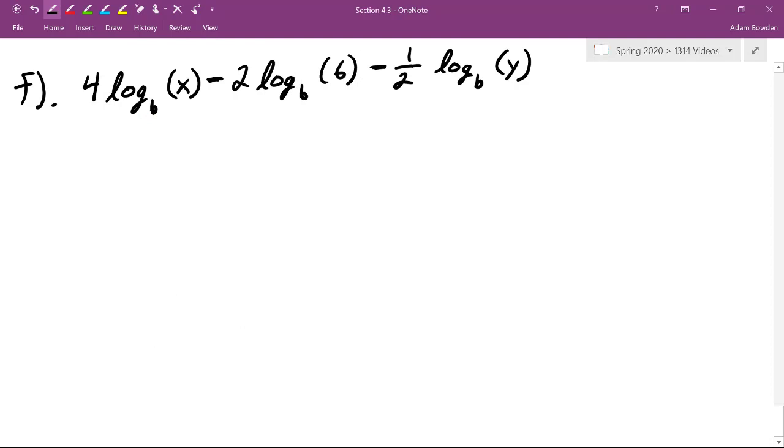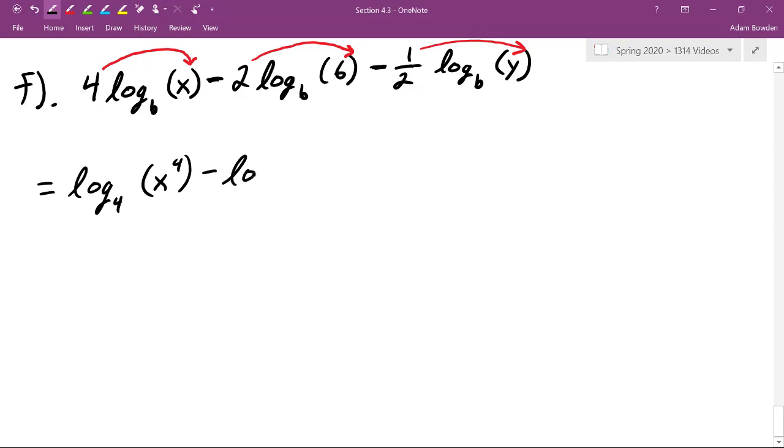Now let's take a look at this one here. 4 log base b of x minus 2 log base b of 6 minus 1/2 log base b of y. My suggestion to start on questions like these is to take the numbers that you have in the front and move them back on the inside. Since the goal of these questions is to condense the logarithms down, it's usually best to go ahead and take care of those first. So I'm going to change this into log base b of x to the 4th minus log base b of 6 squared minus log base b of y to the 1/2.